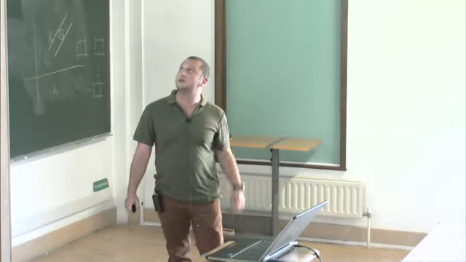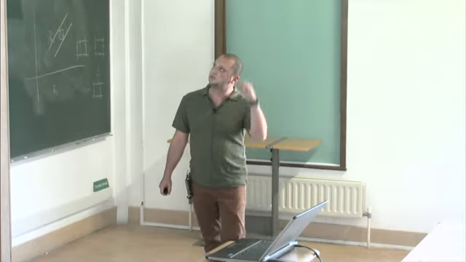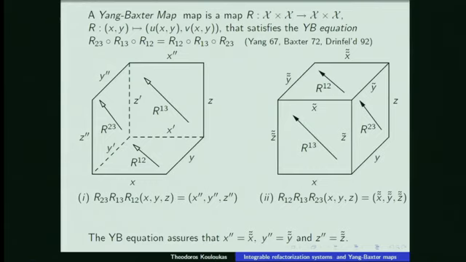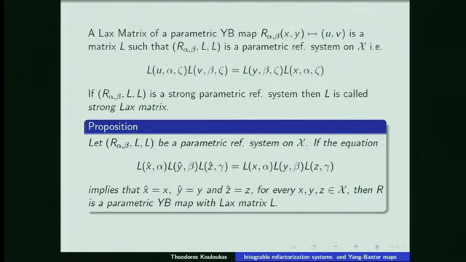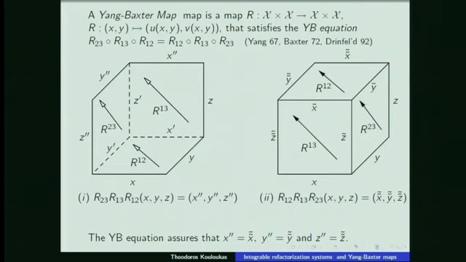Now, what is a Yang-Baxter map? So this was introduced by Drinfeld, and also presented by Mr. Fordy. It is just a map that satisfies this equation here, the Yang-Baxter equation. So it is better to see this on the cube.